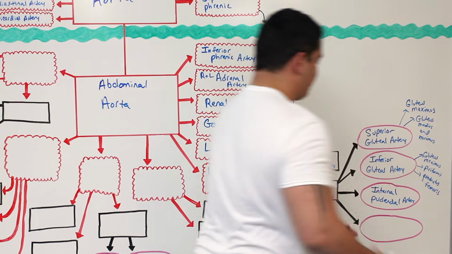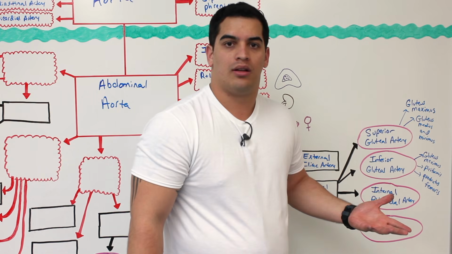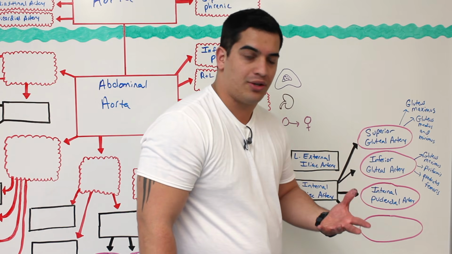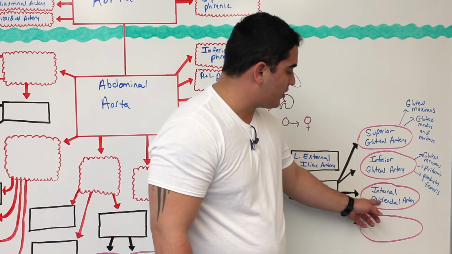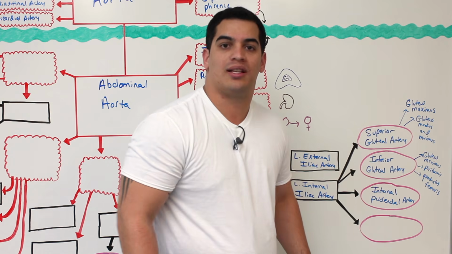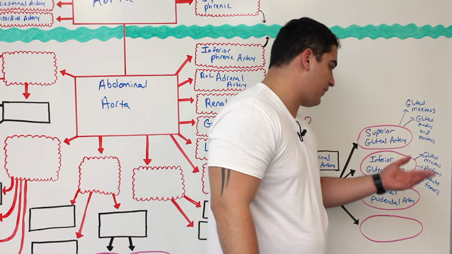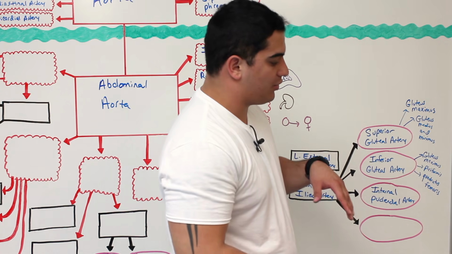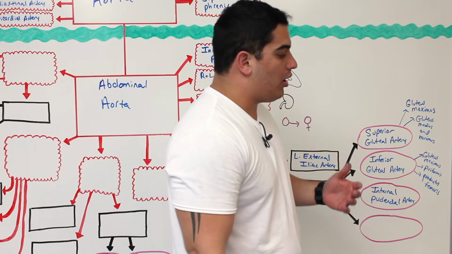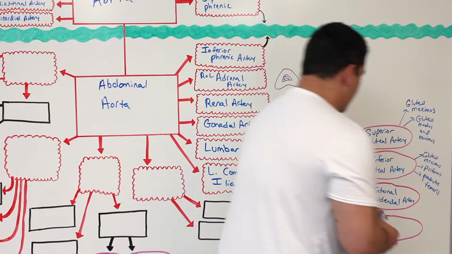Okay, now the internal pudendal artery is specifically going to be supplying the external genitalia. Okay, so for males it actually supplies the penis, specifically the penile arterioles for the erection, and it also can supply some of the external genitalia for the female, maybe the clitoris as well.